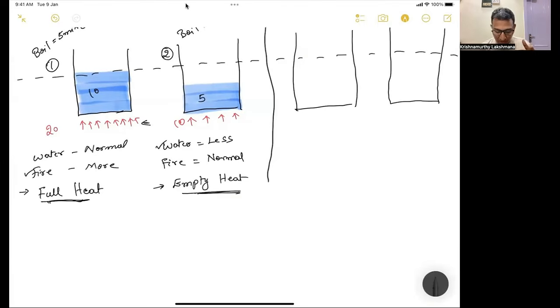So what is the solution in the first situation? And what is the solution in the second situation? First, reduce heat, and the second, increase water. Reducing the heat is the solution for the first situation, and the solution for the second is to increase water.